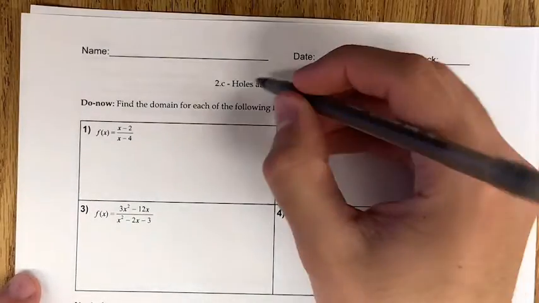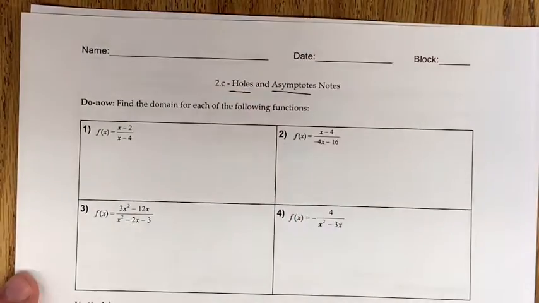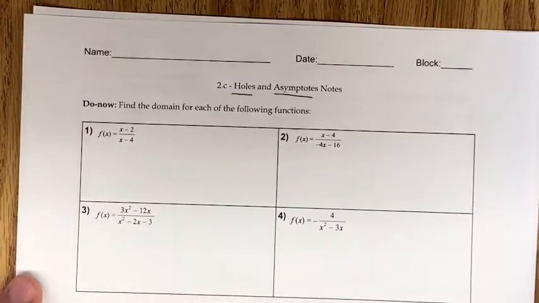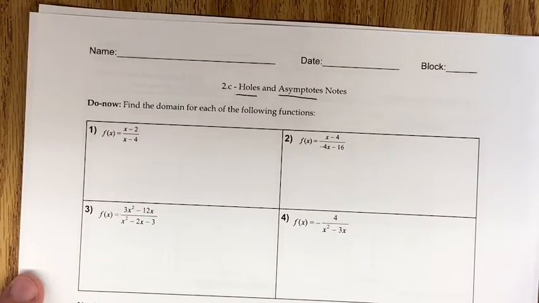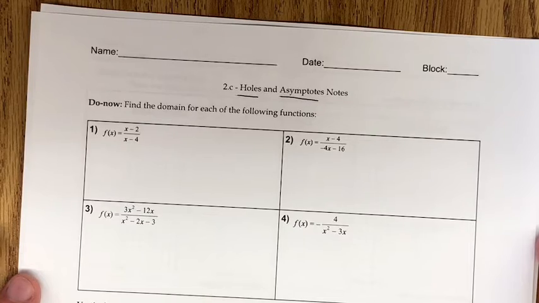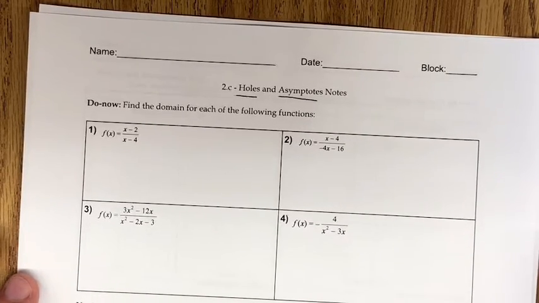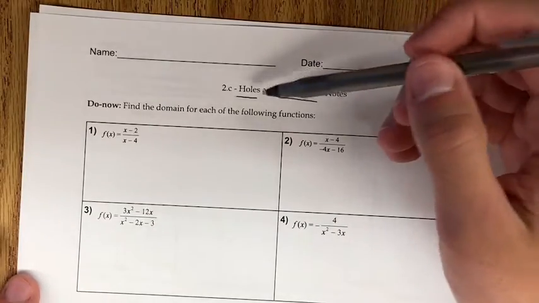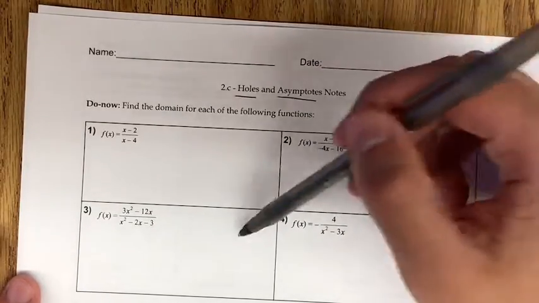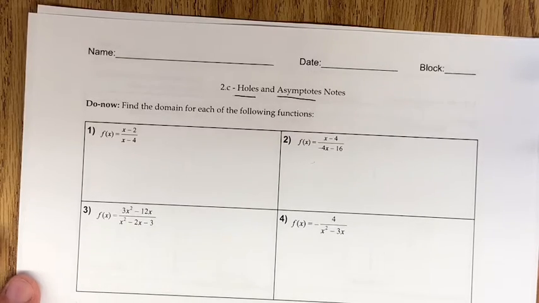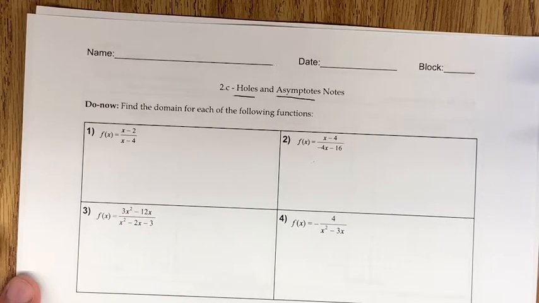Right, the focus for today: holes and asymptotes. So we're going to be doing some graphing. These holes and asymptotes mostly come up in rational functions, so that's going to be our focus today. To start, what I'd like you to do is first determine the domain for each of these rational functions. So please go ahead and do so. Pause the video, give it a try.